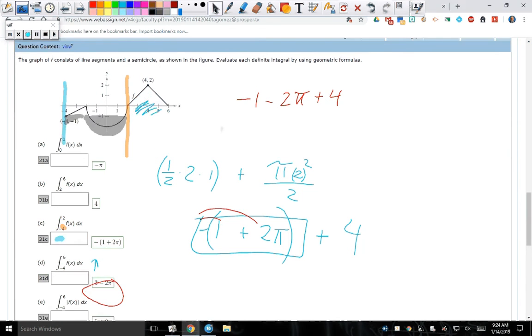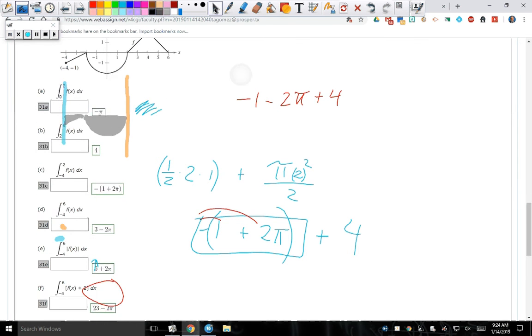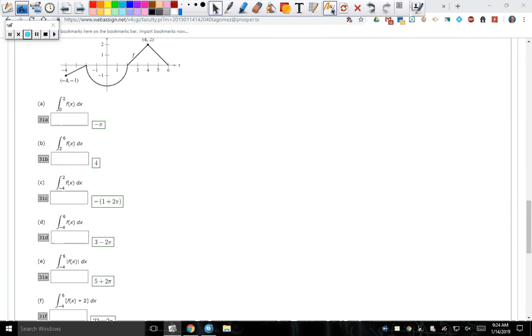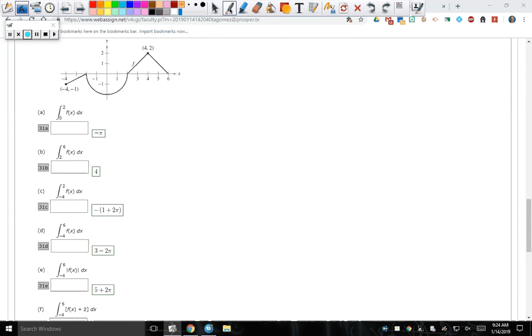Then we have a couple more questions down here, E and F. Let's look at E's, the one that normally gets people. It's the absolute value of what you see. So this is now going to become here, and that goes here. Alright, so let me fix that a little bit.